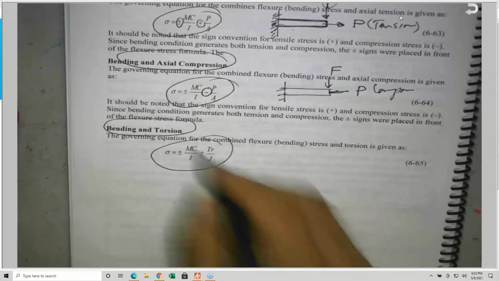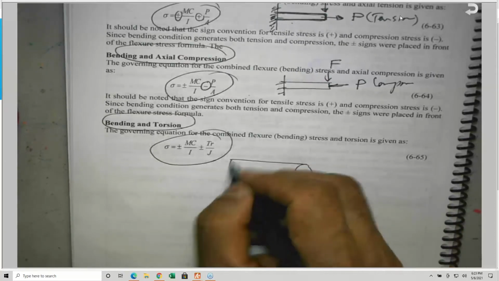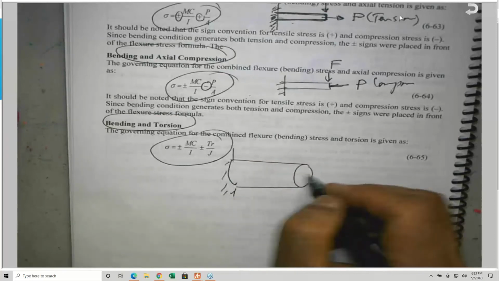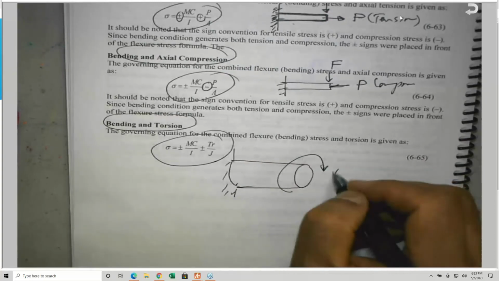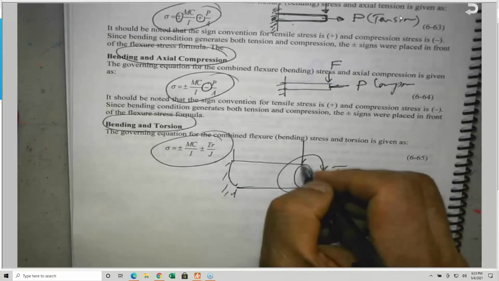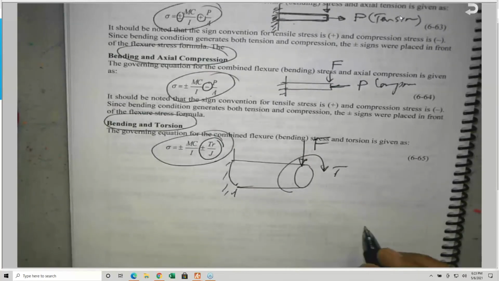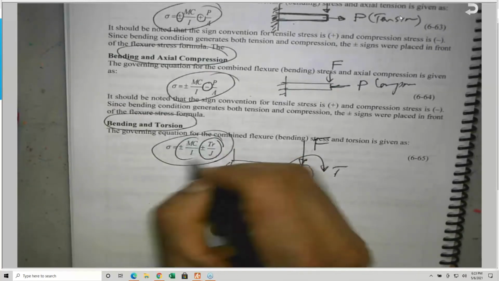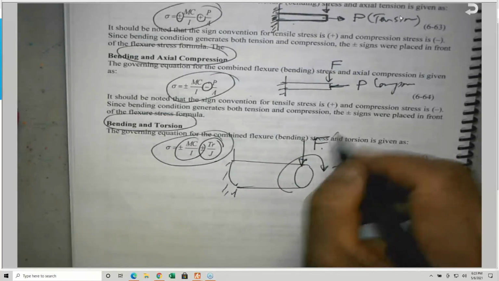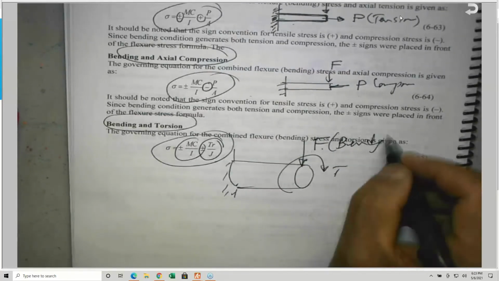So, combined stresses. The last type of combined stress I need you to be aware of is torsion and bending. You have a shaft subjected to a torque, but also subjected to what? To a force, F. So this torque will cause TR divided by J, and MC over I is due to this. So I have bending and torsion.